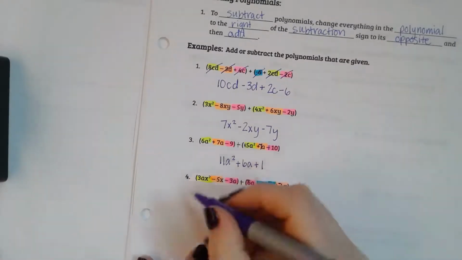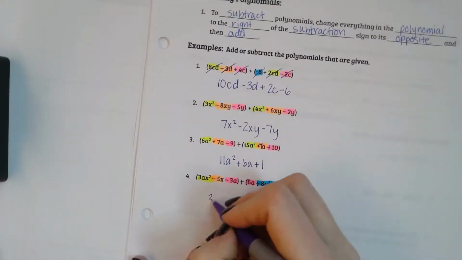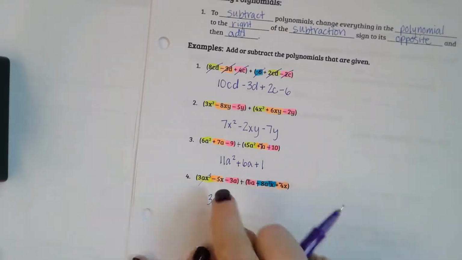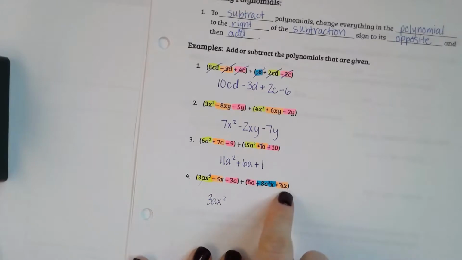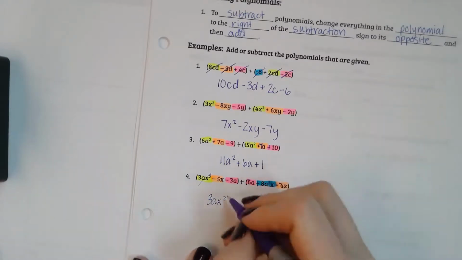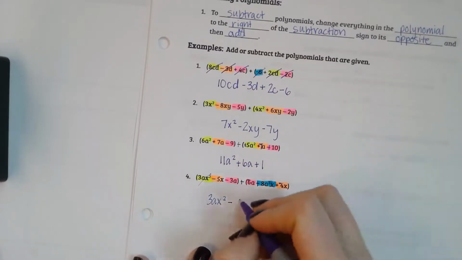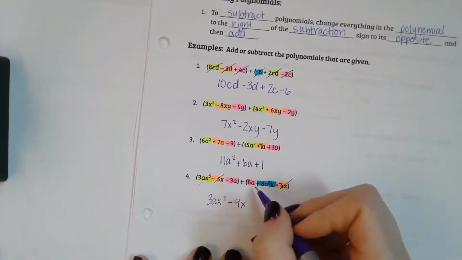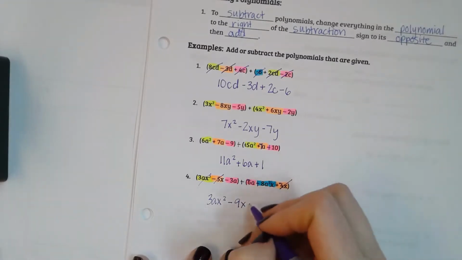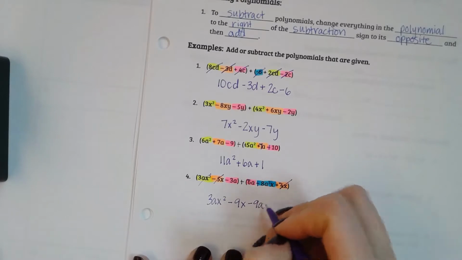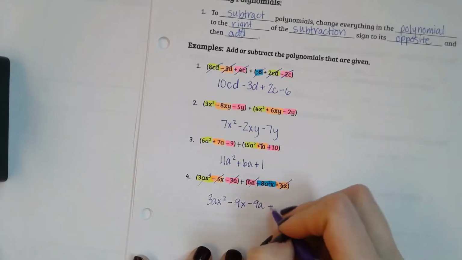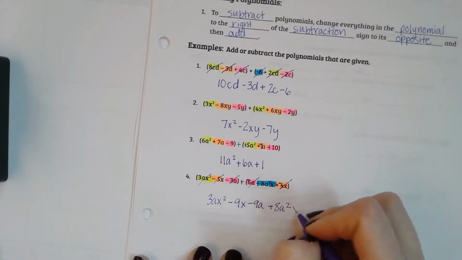So if I start with the first one, that one I couldn't combine with anything, so that one's all by itself. Then the negative 5x plus a negative 4x. Two negatives stay negative, so that's negative 9x. Negative 3a and the negative 6a is a negative 9a. And then I still have this one that I can just add on to the end.